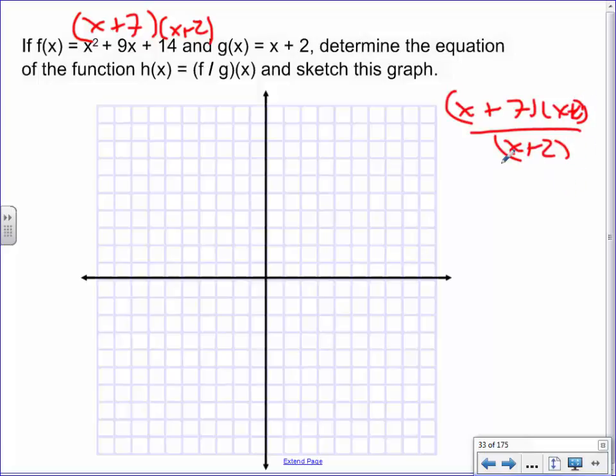Do you guys see now how in this case the x plus 2's will cancel? What are you left with? Well, you're left with x plus 7. Now, can we graph this? Yeah. Okay. x plus 7 has a y-intercept of 1, 2, 3, 4, 5, 6, 7. Slope of 1. Yeah, close enough. All right, that was easy, wasn't it?